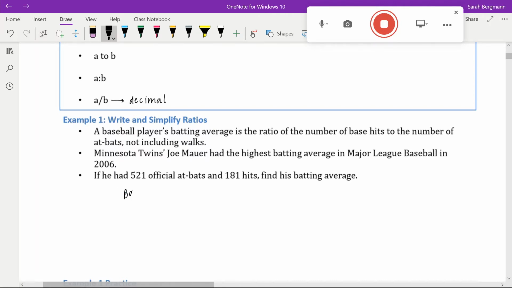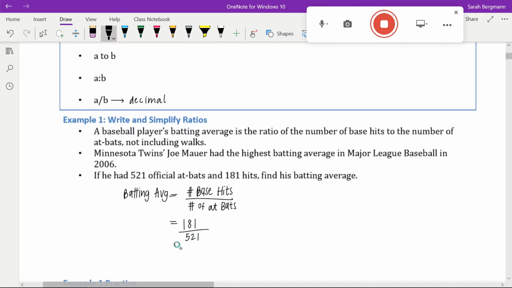So in the problem it tells us his batting average, the formula, you can use the number of base hits, not including walks, over the total number of at-bats. In this problem, it tells us that Joe Mauer was able to get on base 181 times by hitting the ball, and he had a total of 521 opportunities to hit the ball. That's how many at-bats he had.